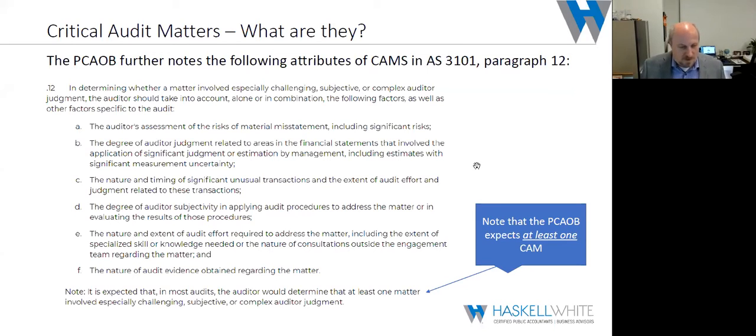The very bottom of that is actually right out of their words. They do expect, the PCAOB that is, that the auditor would determine that there's at least one matter involving some type of challenging, subjective, or complex auditor judgment. So I think anybody who's not received an auditor's report with CAMs yet could be expecting to receive one or more.